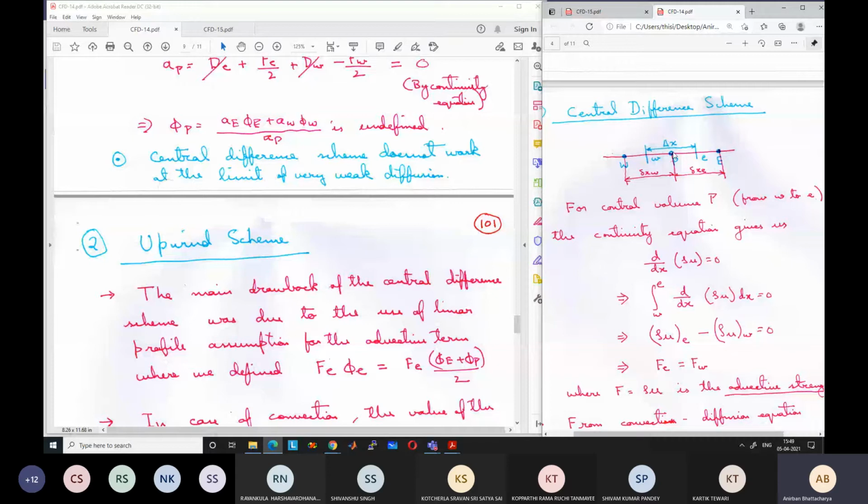If there is high temperature here, you will also go to high temperature. If there is low temperature here, you will also go to low temperature. So the upstream side should have more influence as compared to the downstream side.